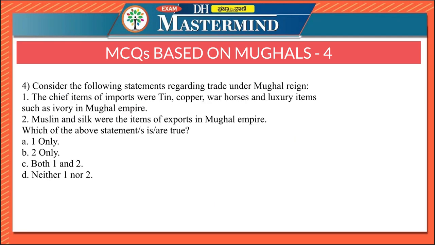Fourth question says, consider the following statements regarding trade under Mughal reign. One, the chief items of imports were tin, copper, war horses, and luxury items such as ivory in Mughal Empire. Two, muslin and silk were the items of exports in Mughal Empire. Both the statements are correct here. Therefore, the right option is option C, both 1 and 2. Bengal exported sugar, rice, as well as delicate muslin and silk. The Coromandel coast became a center of textile production.